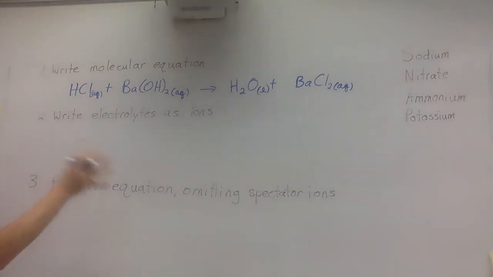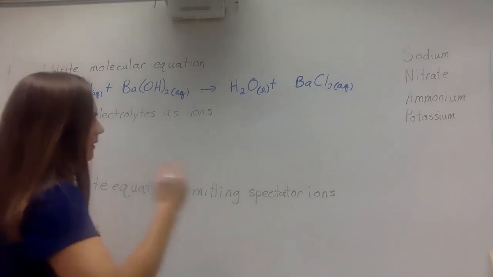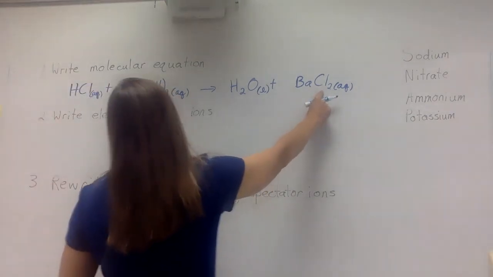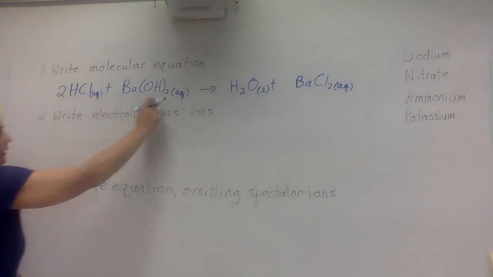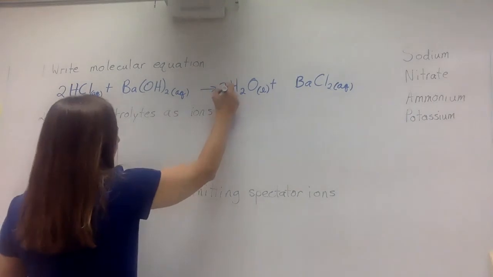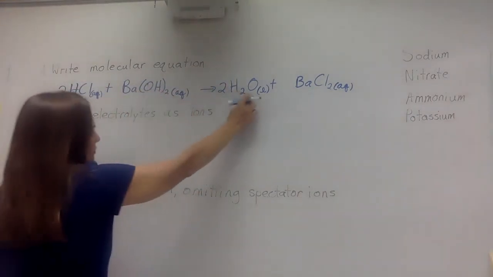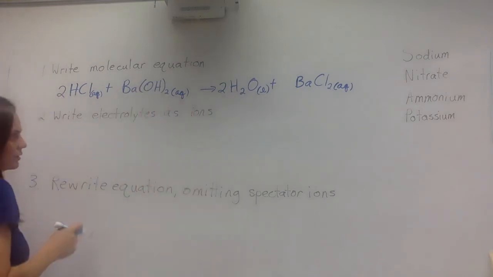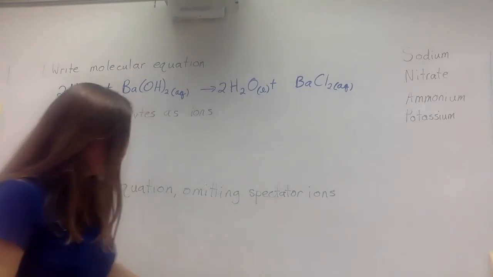Okay, now I'm looking at this and I can see that my equation is not balanced. So I'm going to go back and go ahead and balance it. I have 2 chloride ions here, so I'm going to put a 2 in front of my hydrochloric acid. That gives me 2 hydrogen ions, and I have 2 more hydrogens here. So if I put a 2 here, that gives me 4 hydrogen to balance the 4 hydrogen, and it gives me 2 oxygen to balance the 2 oxygens, and the bariums are already balanced. So now my equation is balanced.